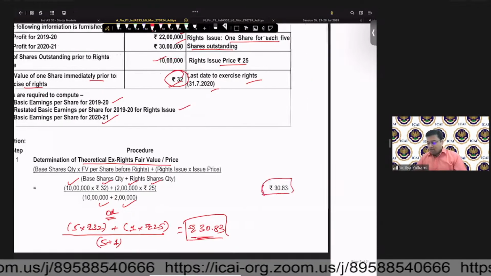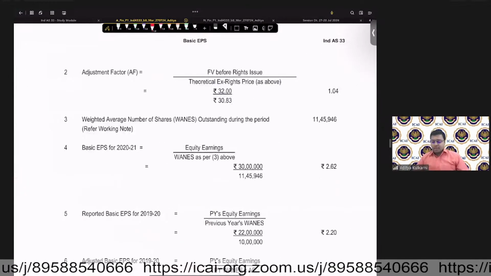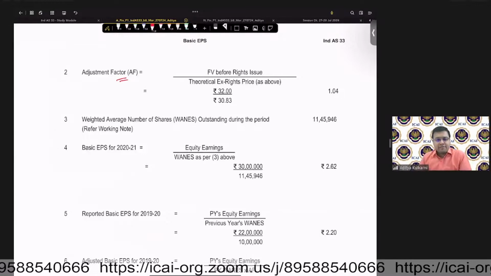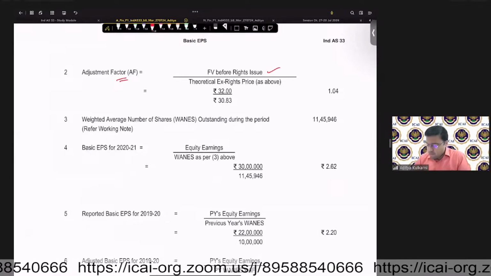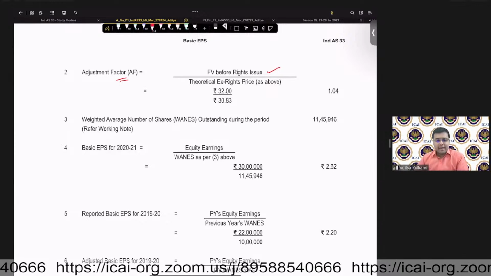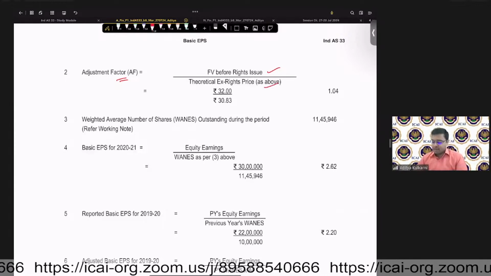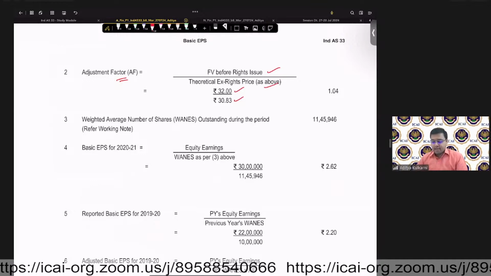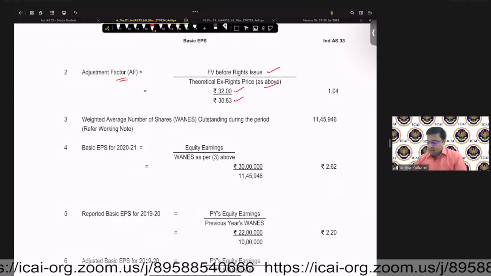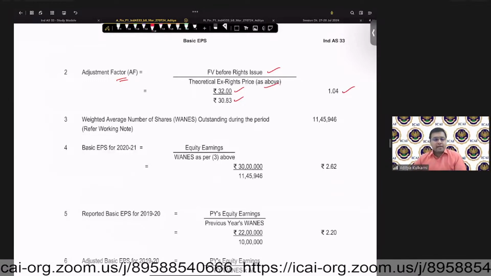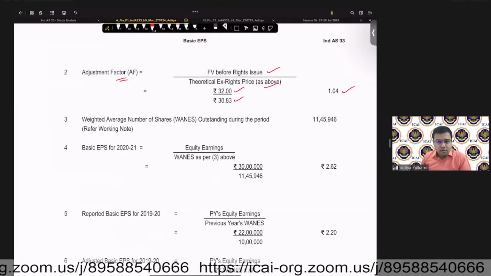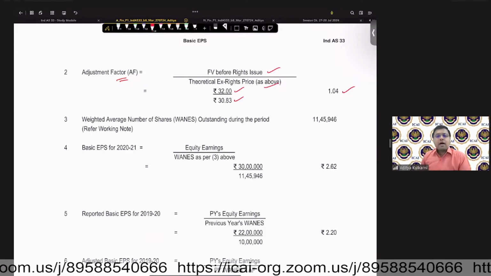Now, the next step is the adjustment factor. What is my adjustment factor? Fair value before the rights issue divided by theoretical ex-rights price. So 32 divided by 30.83 is 1.04.